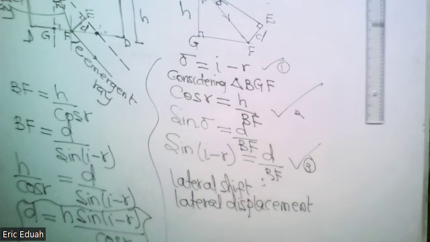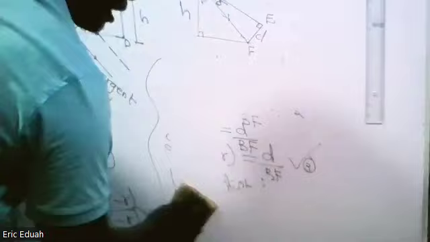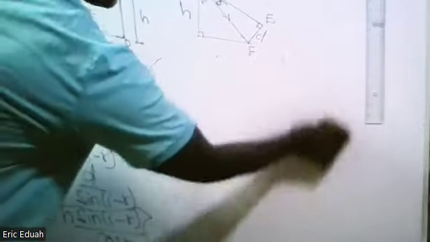Okay. Now, if you want to determine the refractive index of the rectangular prism, it is still the refractive index, of course, absolute. That is the real refractive index of a material.